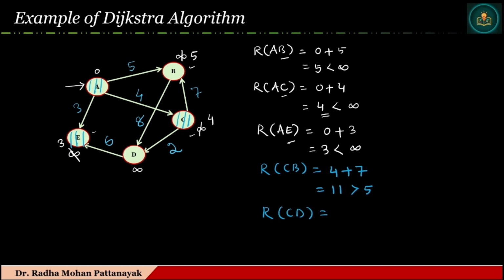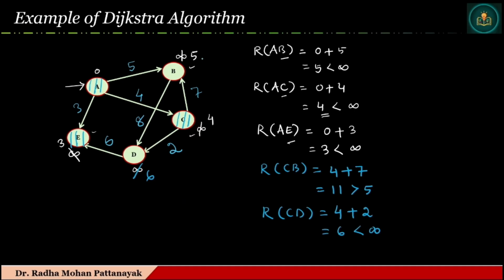Cost of C here is 4. Then the CD edge cost is 2. 4 plus 2, that equals 6. 6 is less than infinity. Means the existing cost of D is more than the new cost of D. Hence, we need to update the cost of D from infinity to 6. Clear? Now from these two nodes B and D, we will choose the minimum cost node for our next processing.